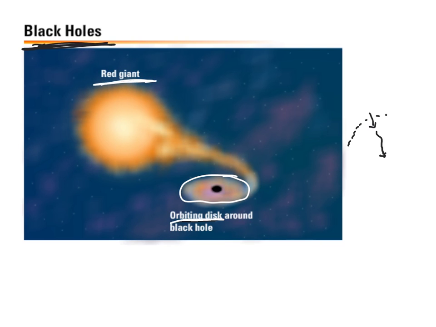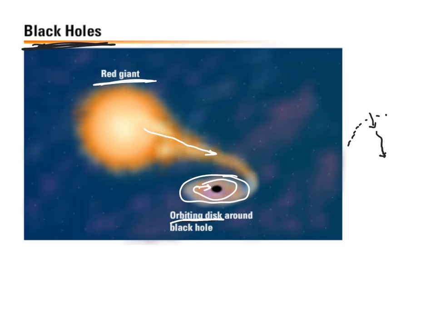One of them collapsed down to a black hole, and you can see that mass is being pulled from this red giant down into this accretion disk here, where it will ultimately fall into that singularity, and that'll only cause the black hole to get a little bit larger.